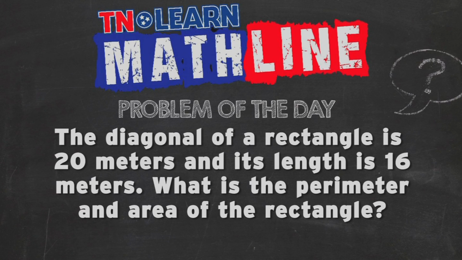The diagonal of a rectangle is 20 meters and its length is 16 meters. That's the length of the rectangle, by the way. The diagonal is already 20. What is the perimeter and area of the rectangle?